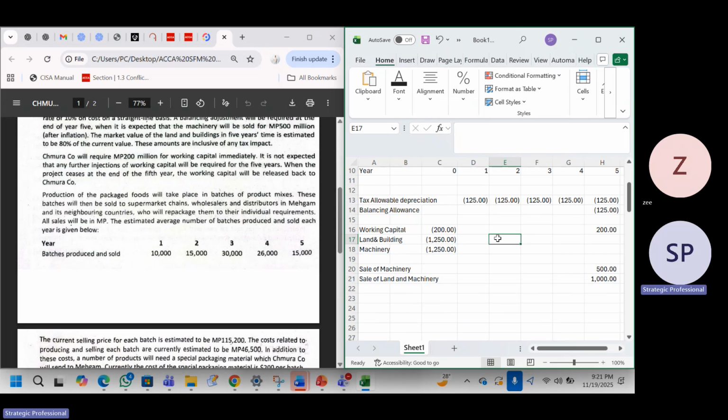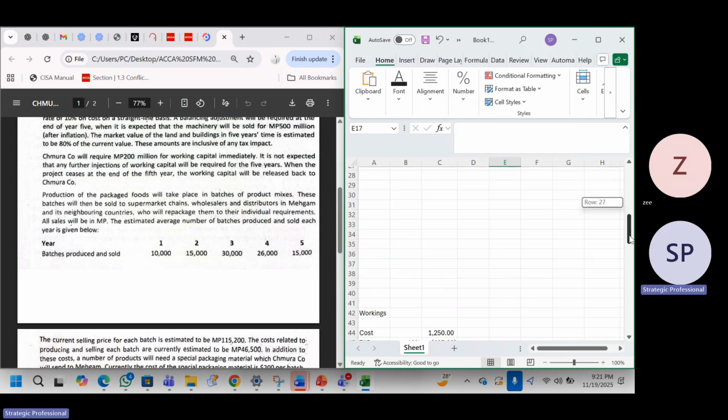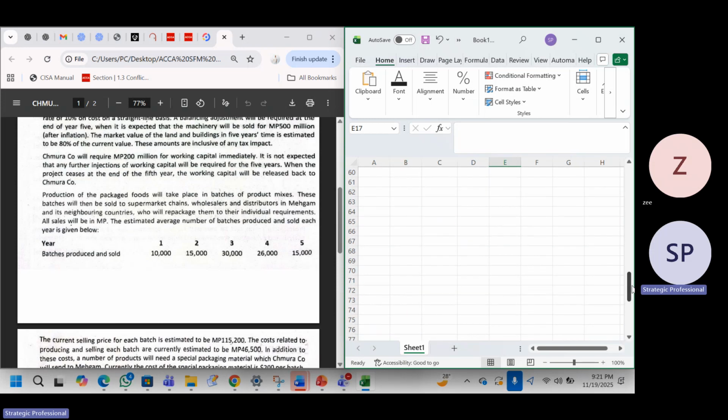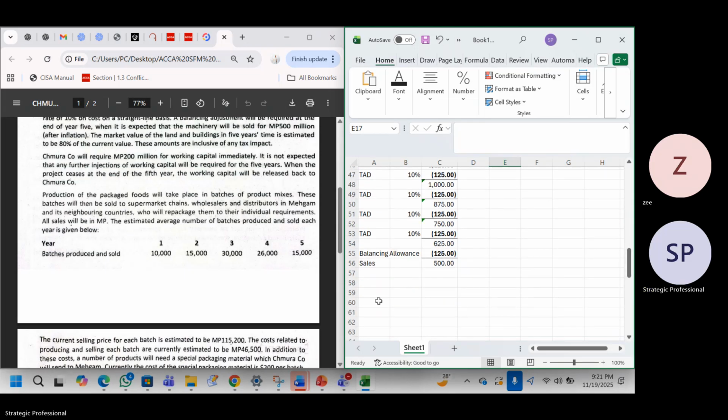So let's quickly address that. So it will be part of our workings. So the batches now, batches produced and sold. Let's have it in our workings. Batches produced and sold.